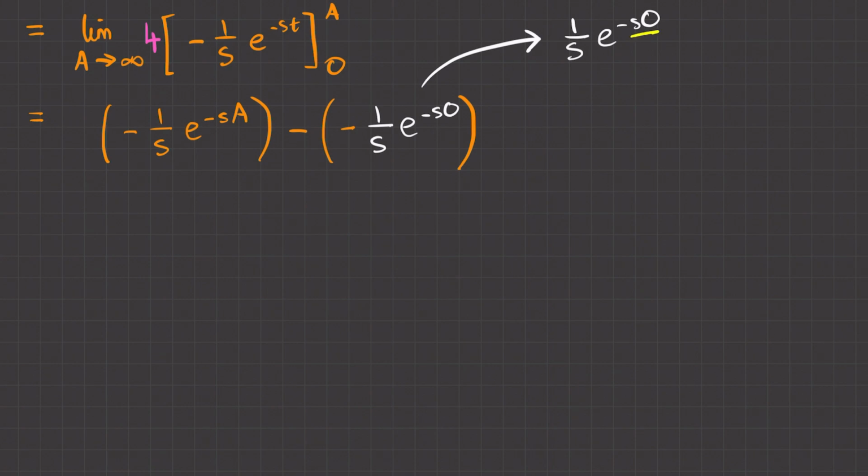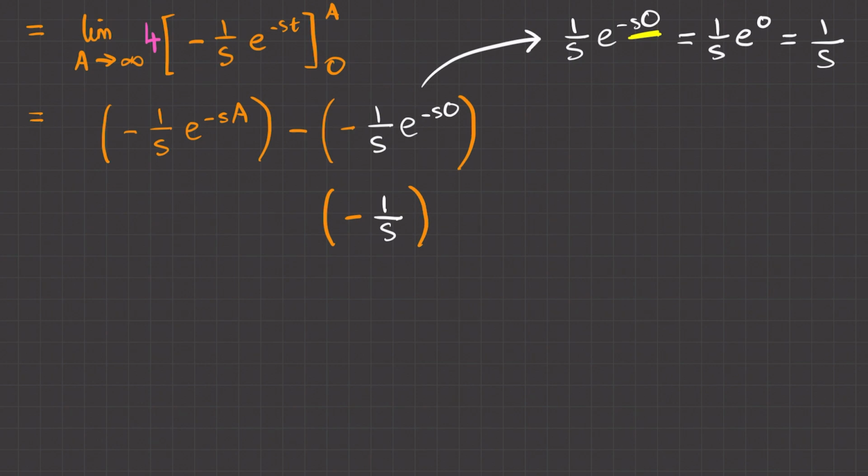Now, even just looking at s multiplied by 0, if 0 has been multiplied by something, it's going to become 0. So this is actually the same as 1 over s multiplied by e to the 0. And we know that any number to the power of 0 is 1. So e to the 0 equals 1. 1 over s multiplied by 1 equals 1 over s. We can then pop that back into the brackets down here as minus 1 over s.